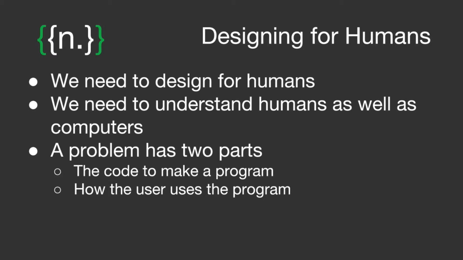So humans are using this software, this operating system, this program, this mobile phone, this device or this appliance. So we need to design for them. And the crucial bit about designing for humans is understanding humans. When we are coding as programmers or computer scientists, we typically only think about the one problem. How do we write code to solve the problem? But there's another problem that a lot of people don't think about, and this is how the user uses the program when it's finished.